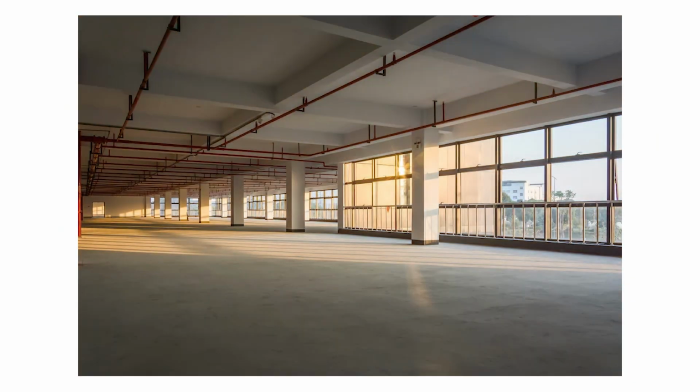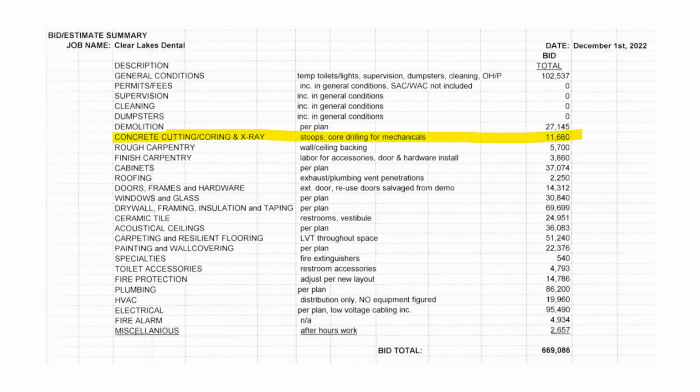So what does it look like? Let's take a look at a lease space that is considered shell condition. This right here is an example of shell condition lease space. It has no ceilings, no finished flooring, walls, and everything that you need to have a functioning dental office. That's up to the construction team to get the permits and construct. In the next section of the bid summary, we have concrete cutting or core drilling.